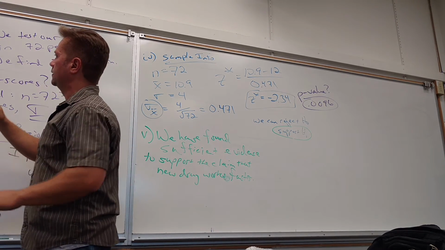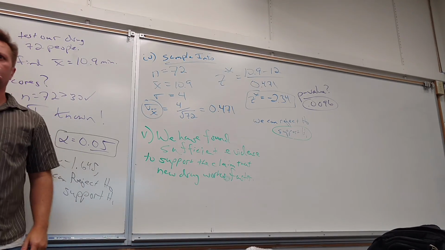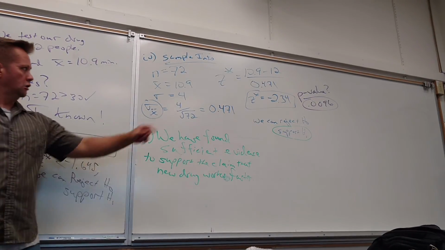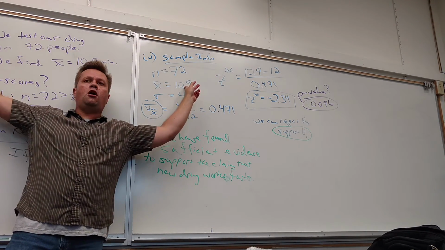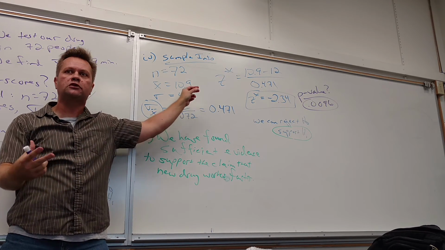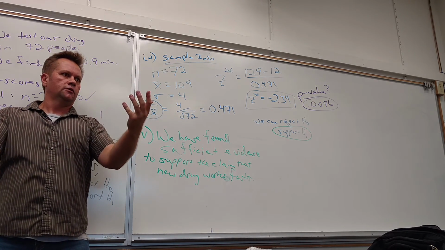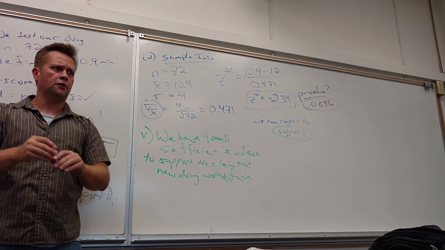Can I say that the mean is actually 10.9? No, hell no. I can use this to show evidence that this number is wrong, but I can't prove that it equals this. You can never prove the mean equals something if you use a sample, because the sample mean will almost never equal the real mean. So you can't use it that way.